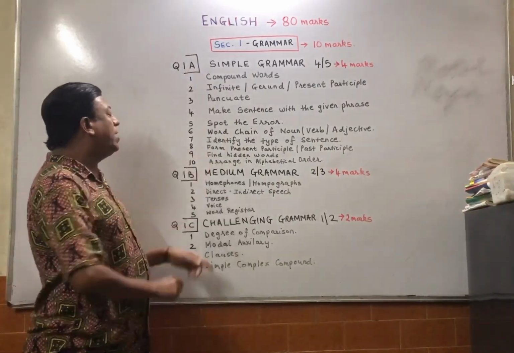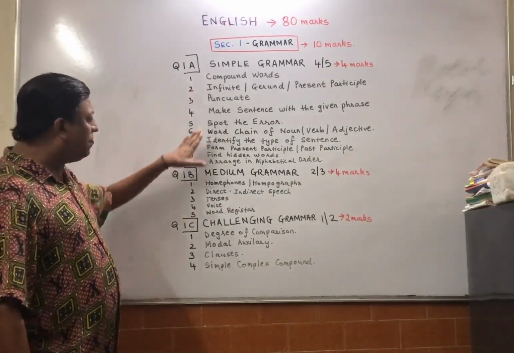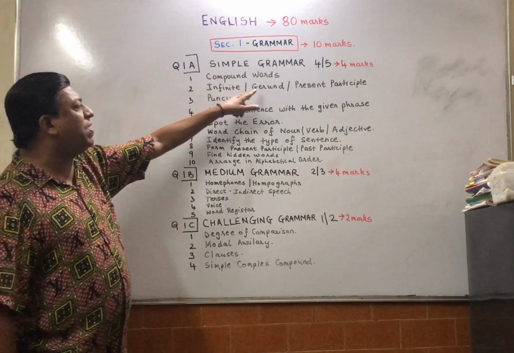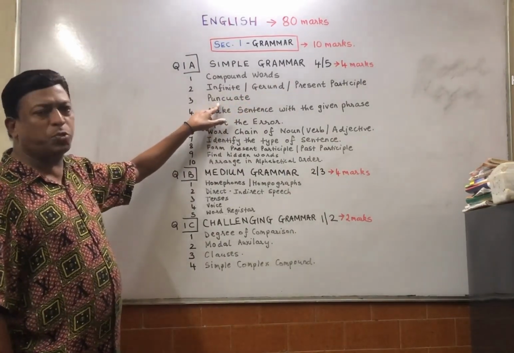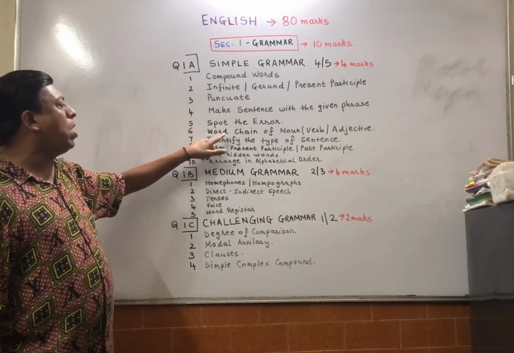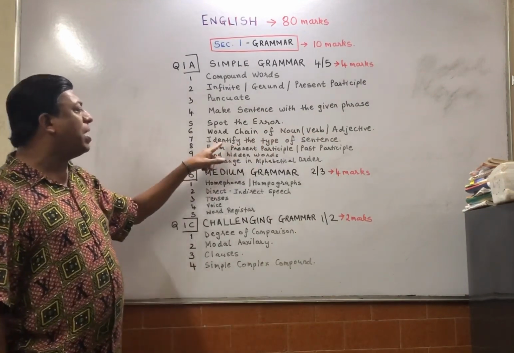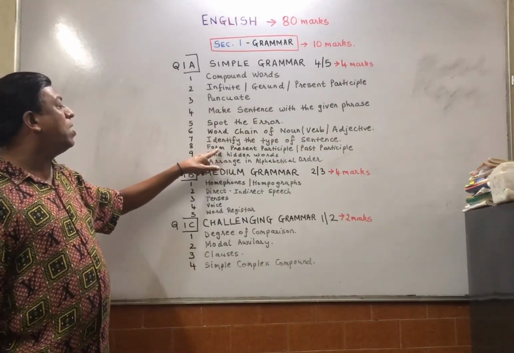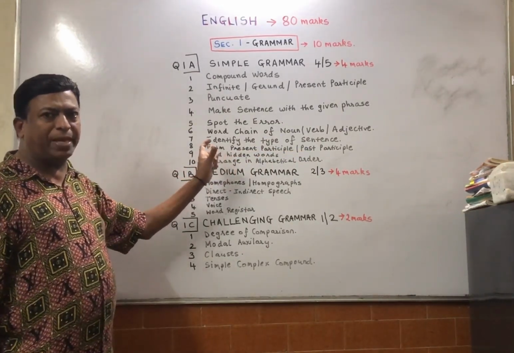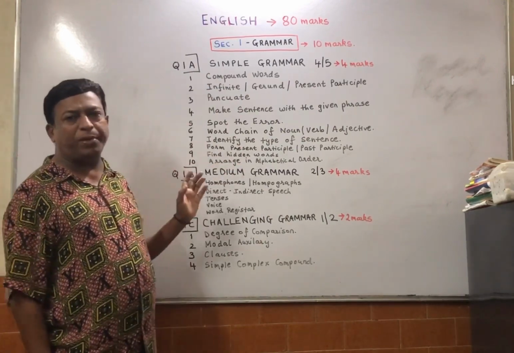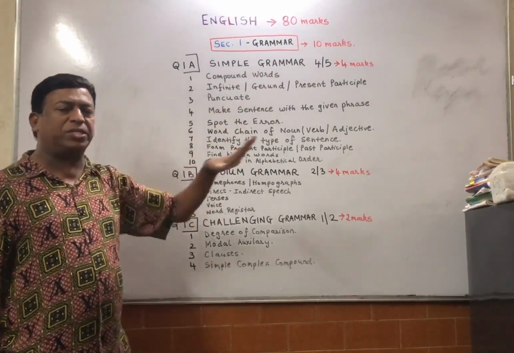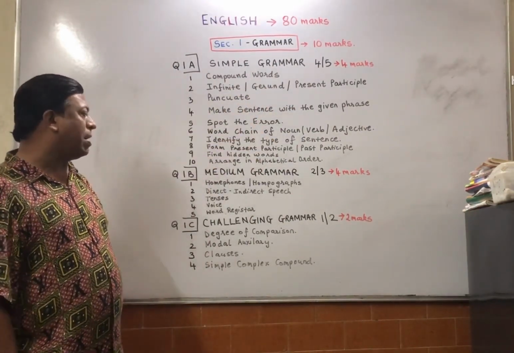Now in section 1, there are total 10 topics. Out of these 10 topics, you will get any 5. So you have compound words, infinitive, gerund or present participle, punctuate, make meaningful sentence with the given phrase, spot the error, word chain of noun, verb and adjective, identify the type of sentences, form present participle or past participle, find the hidden words from a big given word, arrange in alphabetical order. So these 10 topics, any 5 will come, you have to attempt 4. But always do extra, all the 5, so whichever is right, you will get marks.